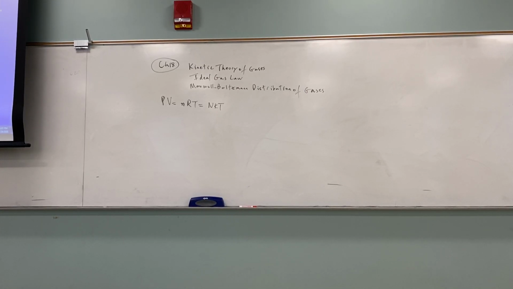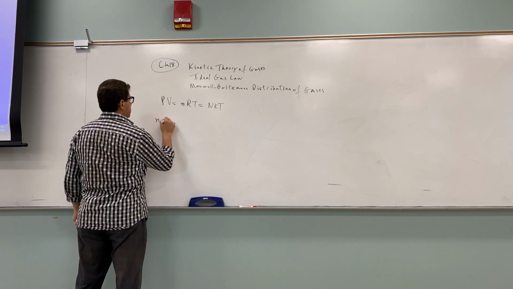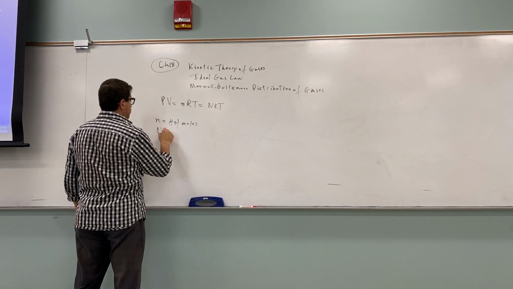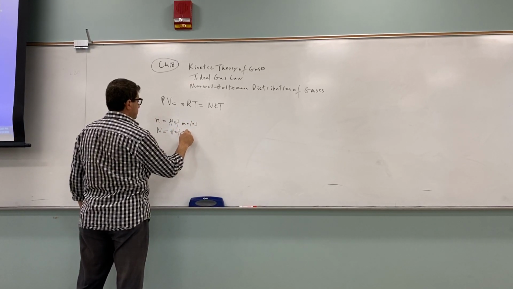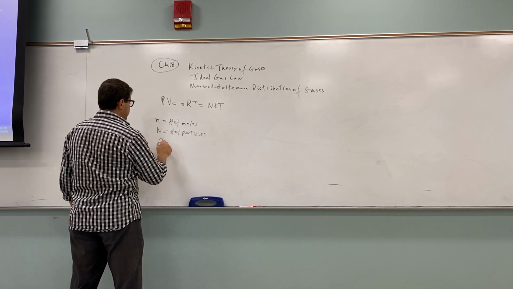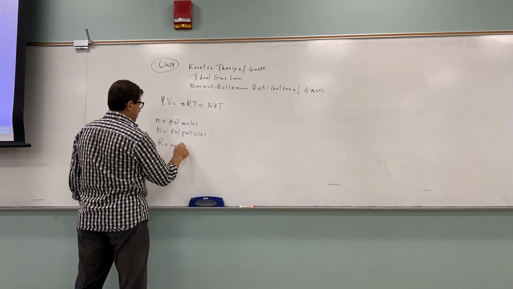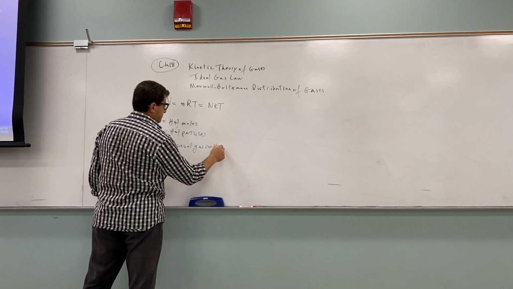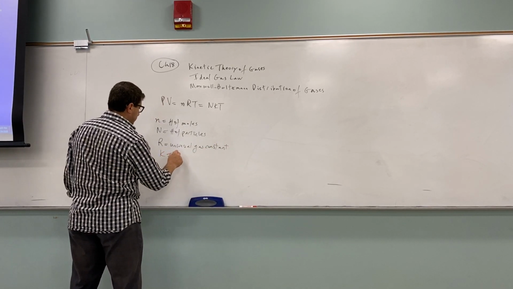I think in chemistry class they cover nRT more often, and here we use them interchangeably, nR versus Nk. So n is the number of moles, N is the number of particles, R is the universal gas constant, and k is Boltzmann's constant.